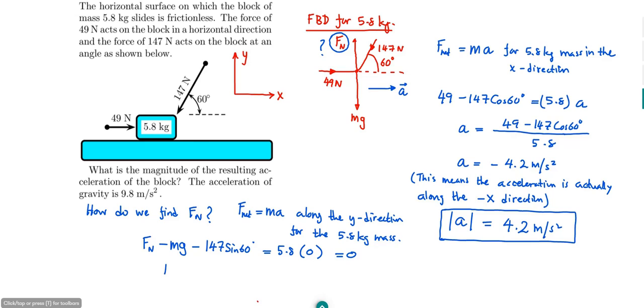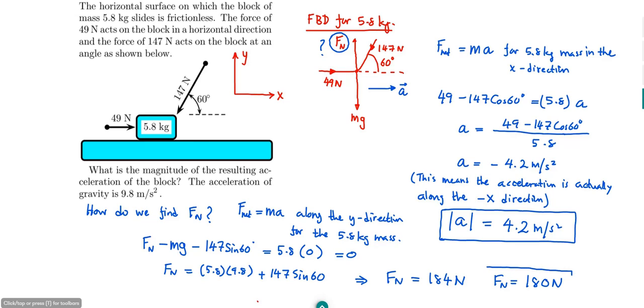So as a result, we can find Fn equals, I'll substitute for mass and g, that is 5.8 times 9.8 minus 147. So if you take the mg and the other term to the right hand side, this is going to be a positive, okay? Sine 60, and then you should get your answer as 184 newtons. But if you want to keep it in terms of 2 sig figs, then I would write 180 newtons as the magnitude of the force.